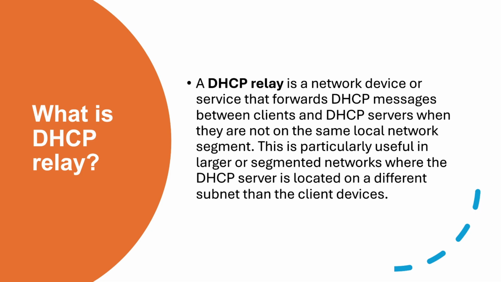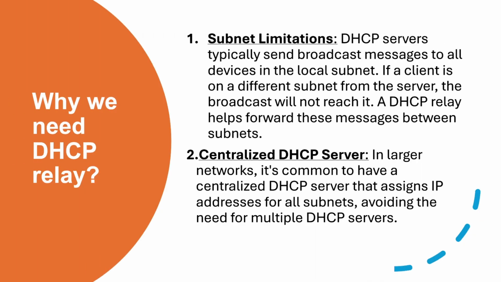Now why we need DHCP relay? We need DHCP relay for subnet limitations and centralized DHCP server. Subnet limitation means DHCP servers typically send broadcast messages to all devices in the local subnet. If a client is on a different subnet from the server, the broadcast will not reach it. A DHCP relay helps to forward these messages between subnets. And centralized DHCP server, in larger networks, it's common to have a centralized DHCP server that assigns IP addresses for all subnets, avoiding the need for multiple DHCP servers.